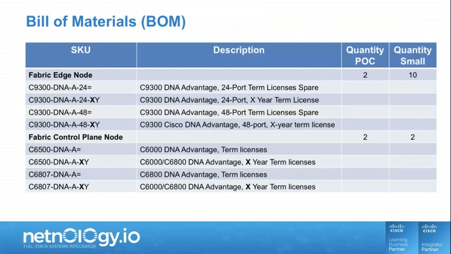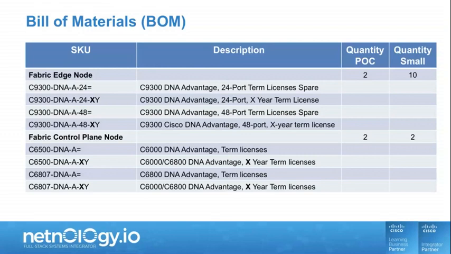Now, getting to the bill of materials, as I said, if we know, for instance, the customer is looking to do a small deployment, they have about 200 users. Okay, so they have about 200 users, or probably 300 users at max, probably 8 to 10 edge nodes.